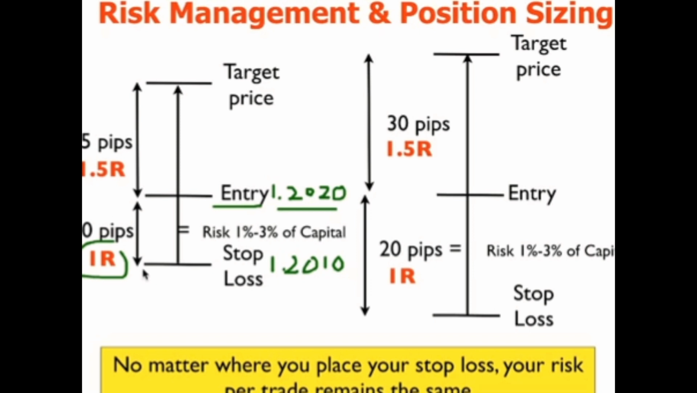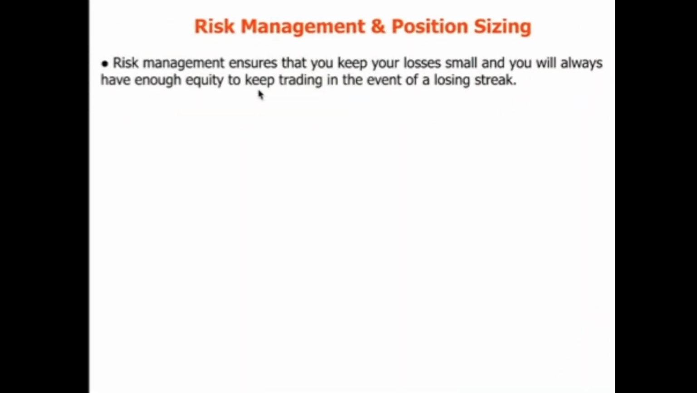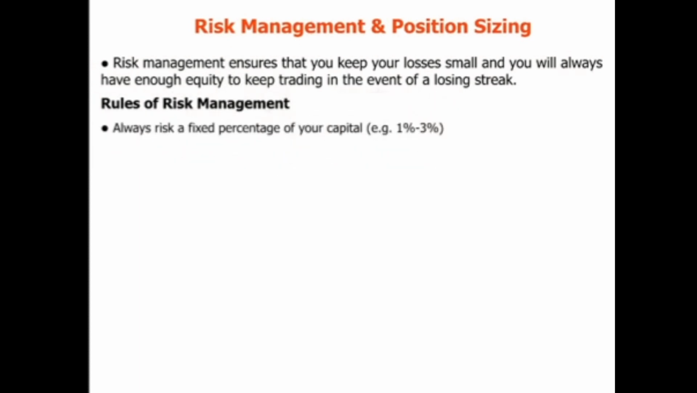So now again, no matter where you place your stop loss, your risk per trade remains the same. You should always remember that. So next, again, let's review our rules one more time. Now the essence of risk management is that it ensures that you keep your losses small and you will always have enough equity to keep trading in the event of a losing streak. Now losses are part of forex trading, it's part of the game and it's inevitable. You cannot avoid having some series of losses while trading.